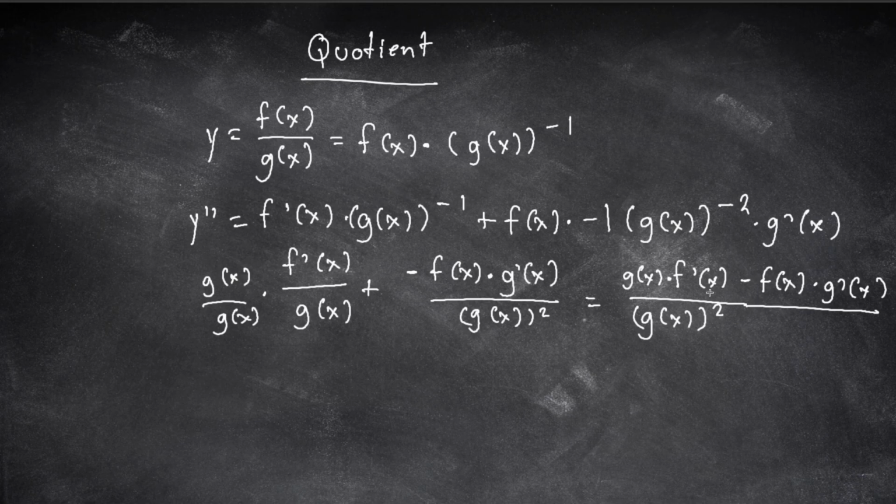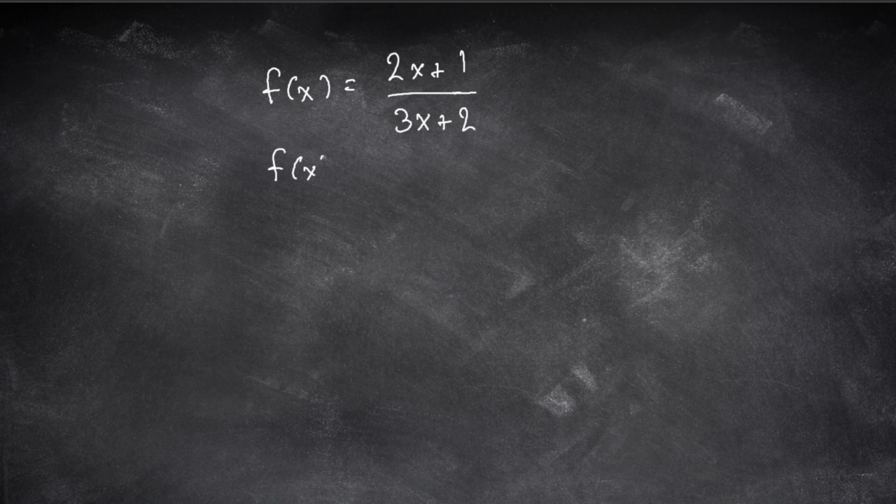So this is a lot to remember. So basically, all I usually do is convert it to our product rule, and then we just chain it. So let's try to use an example. Let's say f of x is equal to 2x plus 1 divided by 3x plus 2. Okay, so pretty simple. So let's convert it to our product rule. So that's 2x plus 1 times 3x plus 2 to the power of negative 1.